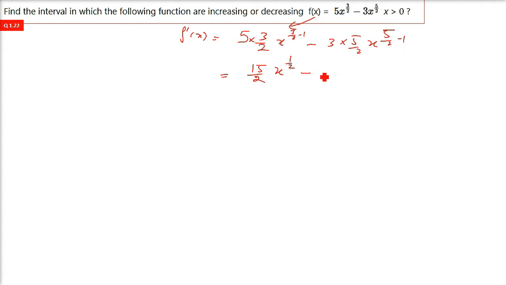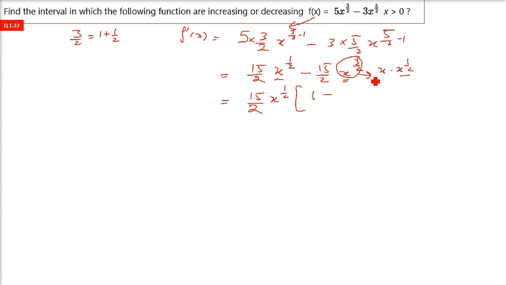And what about this one? This is 15 by 2. 5 by 2 minus 1 is 5 minus 2 by 2, that is 3 by 2. So this is x raised to 3 by 2. So 3 by 2 is 1 plus 1 by 2, and when it is in the power, you can just write x into x to the power half. x raised to 3 by 2 I have written like this. Now x raised to half is there and 15 by 2 is also common. So you can take 15 by 2 x raised to half common. You'll get 1 minus this, you can just eliminate.